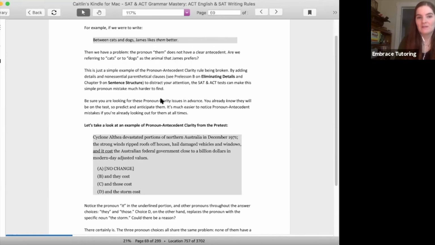Okay, so what we really need to do is add details and non-essential parenthetical clauses, which just means adding additional information to help us clarify what's going on in the sentence, using and offsetting them with commas.